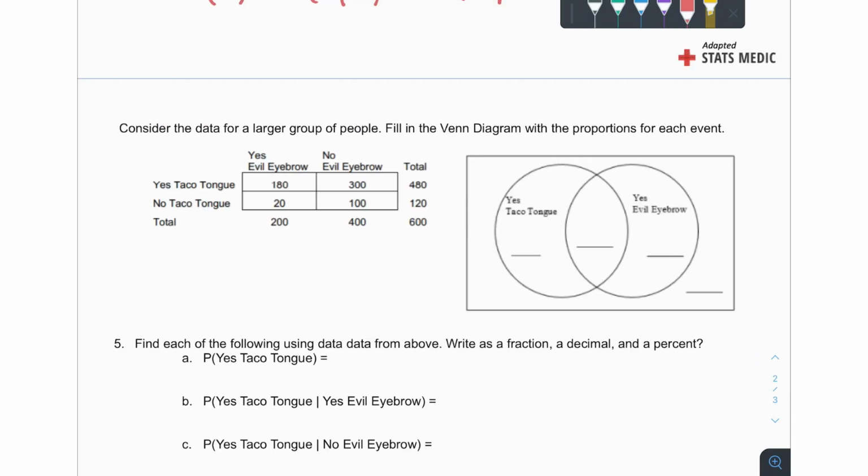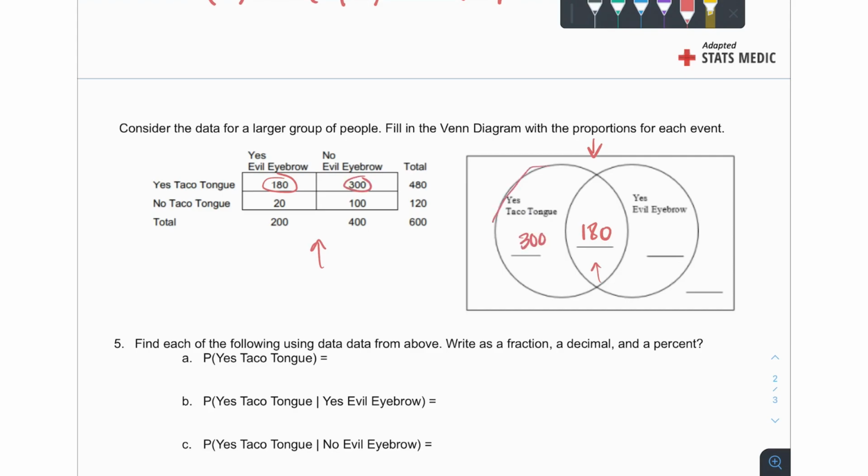In this example, we have a larger group of people, but same question. So I'm first going to take the information from this table and put it into the Venn diagram. I always like to start with the intersecting section in the middle. So I'm going to look at the people who can do both, which is 180, and that's what goes in the middle. This section over here will be the people who can do a taco tongue but cannot do an evil eyebrow. So that would be those 300 people right there.